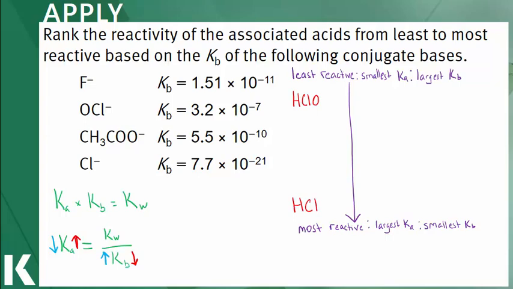Now that we know the most and least reactive bases, the remaining two, fluoride and acetate, must be in the middle. The more reactive conjugate acid can be determined by identifying the less reactive base, or the one with the smaller Kb. Since fluoride has a smaller Kb, then its conjugate, hydrofluoric acid, is the second most reactive. That leaves the conjugate of acetate, acetic acid, as the second least reactive.